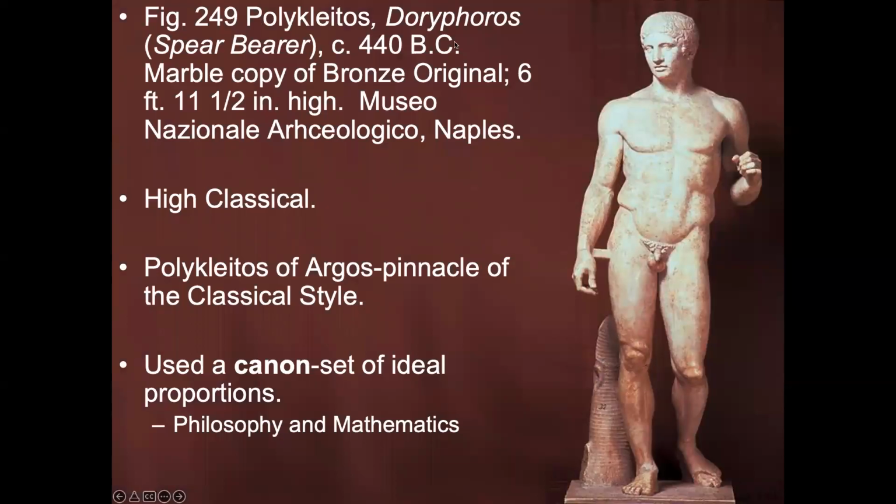So in this one, this is Polykleitos, who's an ancient Greek sculptor. This is Doryphoros, which means spear bearer. Spear's gone. This is actually a Roman copy. The original would have been done in bronze.